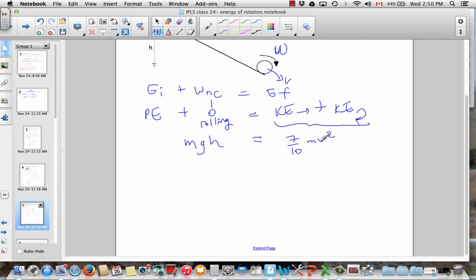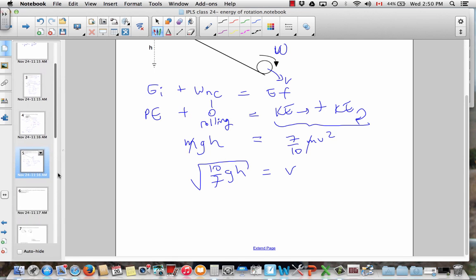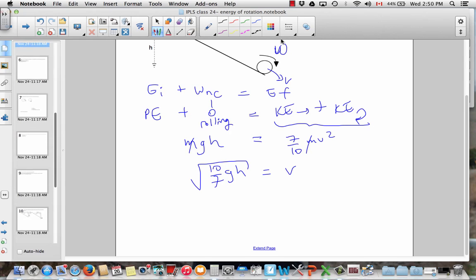And now we want to find an expression for the speed. So the mass cancels. We cross multiply the 10 over 7 using the lost art of cross multiplication. That's v squared. We then take the square root to find the speed. Okay, so that's a typical conservation of energy problem when we have a problem involving rotation.